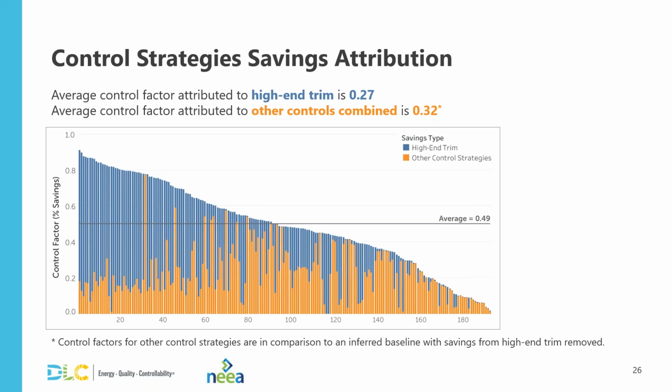On average, HighEnd Trim contributed to 27% savings across all buildings. And all other control strategies combined, the orange part, resulted in an average savings of 32% across all buildings. And again, recall that this number is calculated against the inferred baseline with savings from HighEnd Trim removed. So the savings would have been 22% for all other control strategies if it is calculated against the inferred baseline without removing the savings from HighEnd Trim.